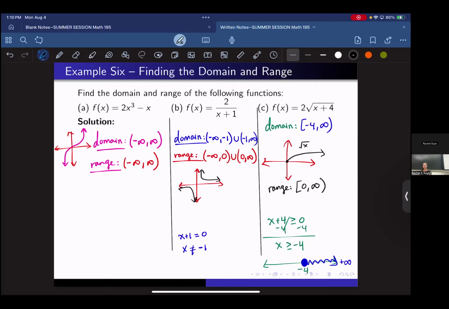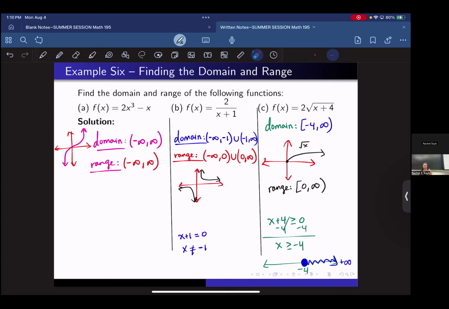If it was like +4 outside, then this would be moved up 4, and then the range would change our possible y values. But it's a +4 underneath the square root. So this +4 actually represents a horizontal shift 4 units to the left. And so it's not affecting our range at all.